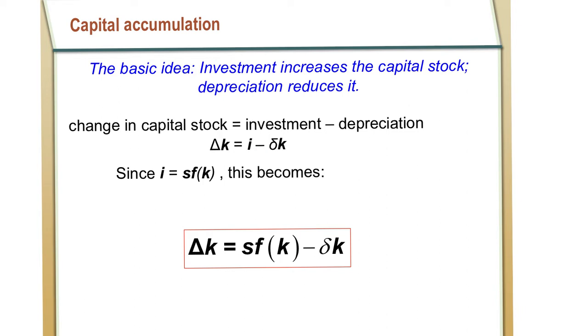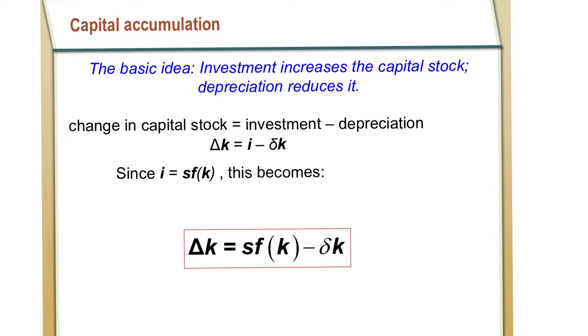So what we can think about is over the course of a time period, the change in the capital stock, the delta little k, is going to be the difference between how much we're investing and how much is wearing out. If investment is bigger than depreciation, then delta k is going to be a positive number. In other words, the amount of capital per worker is increasing. If depreciation is greater than investment, then we're going to have a net loss of capital per worker, and this delta k is going to be a negative number. It's going to be decreasing.